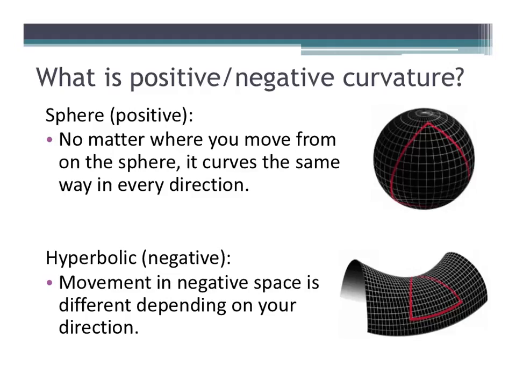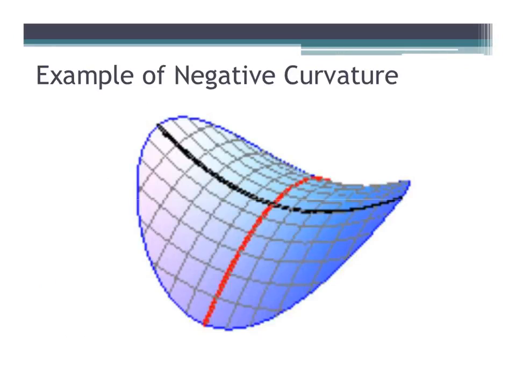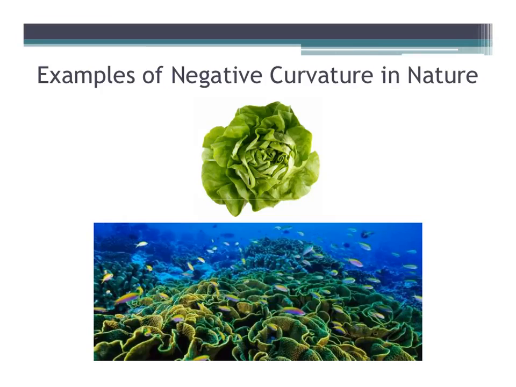Hyperbolic geometry is an example of negative curvature. And negative curvature means that movement in negative space is different depending on your direction. So let's take a look at the saddle, which is an example of negative curvature. If you start at the front of the saddle and move toward the back, you first have to move downward and then upward. However, if you start at the right and move to the left or left to the right, you have to travel upward and then downward, so the direction is different. Examples of negative curvature in nature include lettuce and a coral reef.